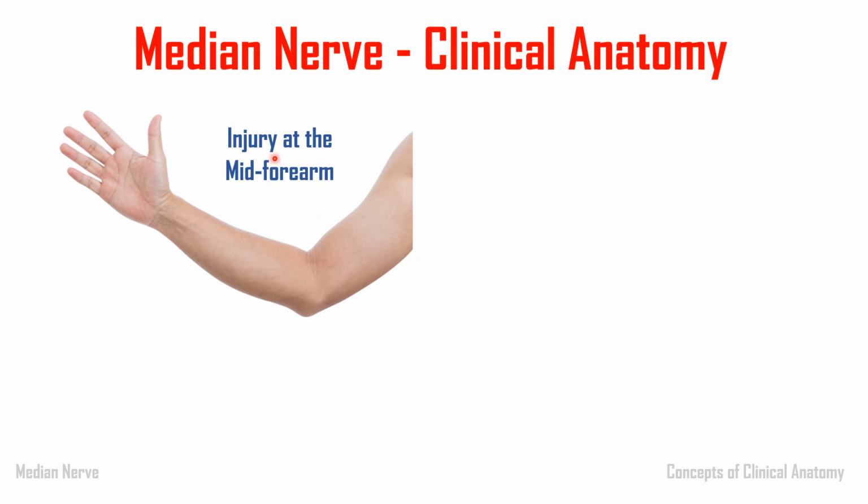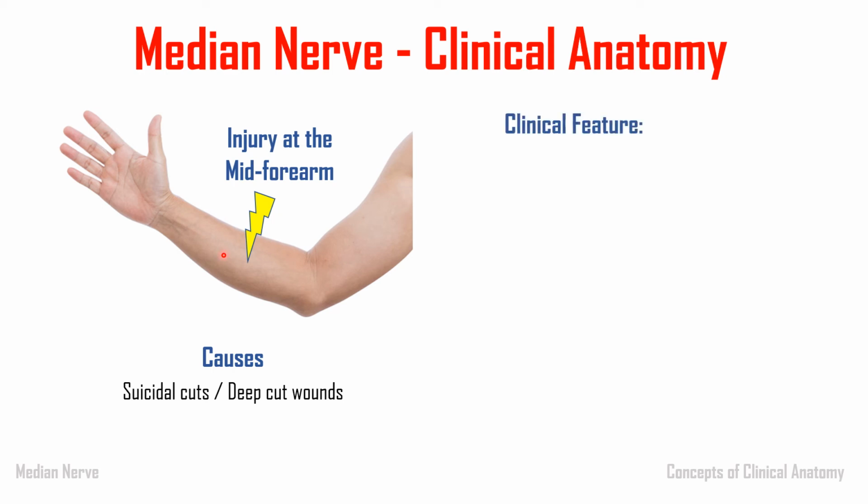Next we will see the injury at the level of mid forearm. Again, this is also probably due to a suicidal cut or deep cut wound at the level of mid forearm. Here the clinical features will be similar to the injury at the level of wrist. In addition to that, there will be one more feature known as pointing index finger. This is because, as we have already seen, the branch to the radial head of flexor digitorum superficialis is at the level of mid forearm.